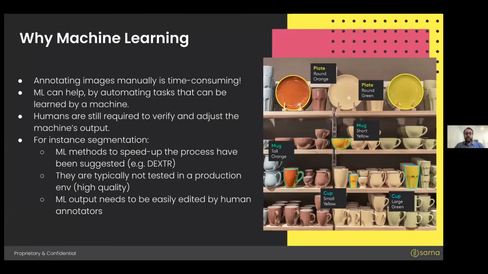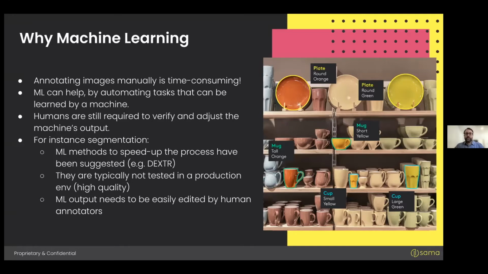By automating tasks that can be learned by a machine, we can positively influence the data annotation process. Humans are still very much required to verify and adjust the machine's output in terms of the high quality requirements and the high quality of the training data that's needed for these AI models to perform well in production. And this is not easy stuff. I like to say that this is the stuff of science fiction, right? Of how machine learning and robots really can work in harmony with humans, combined with a human in the loop to have positive benefits.